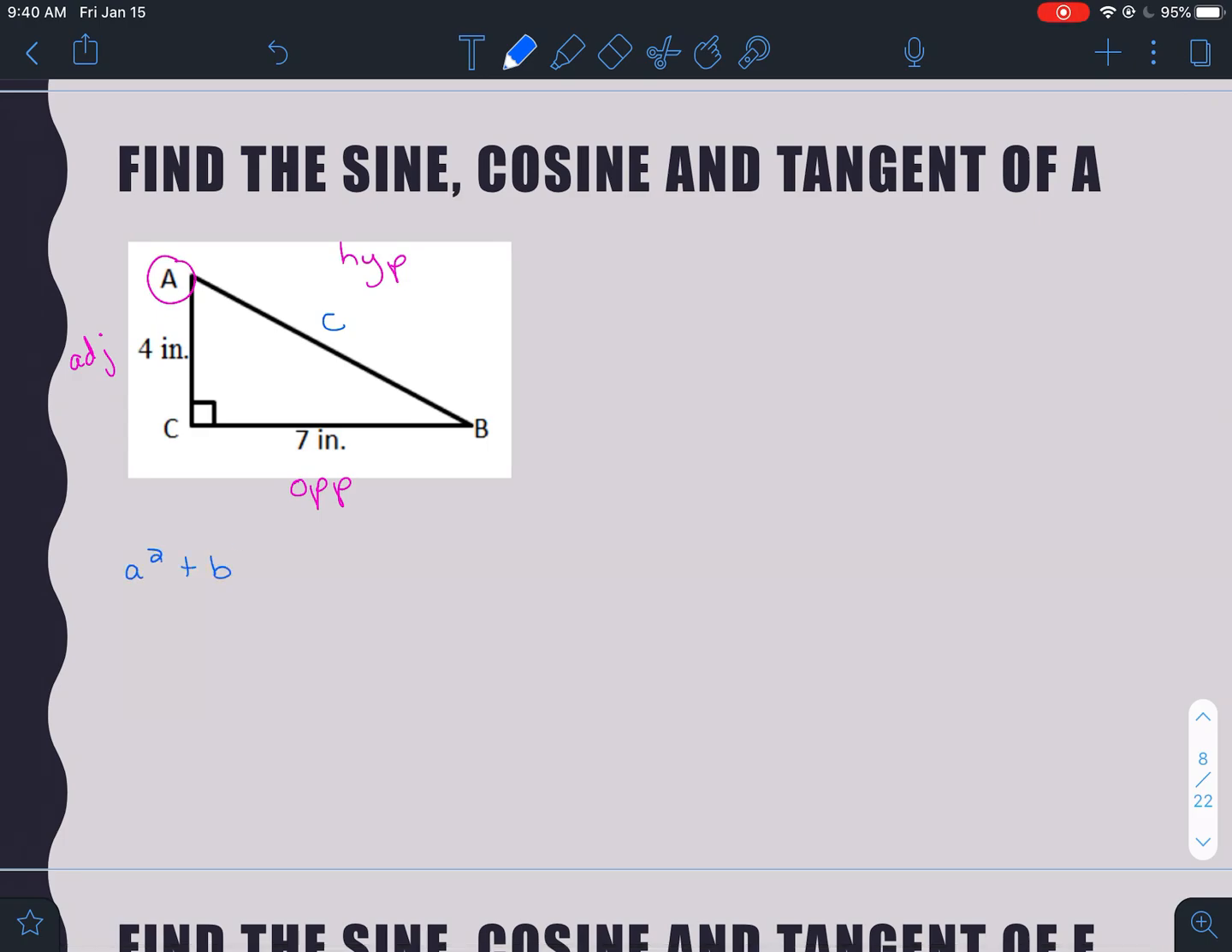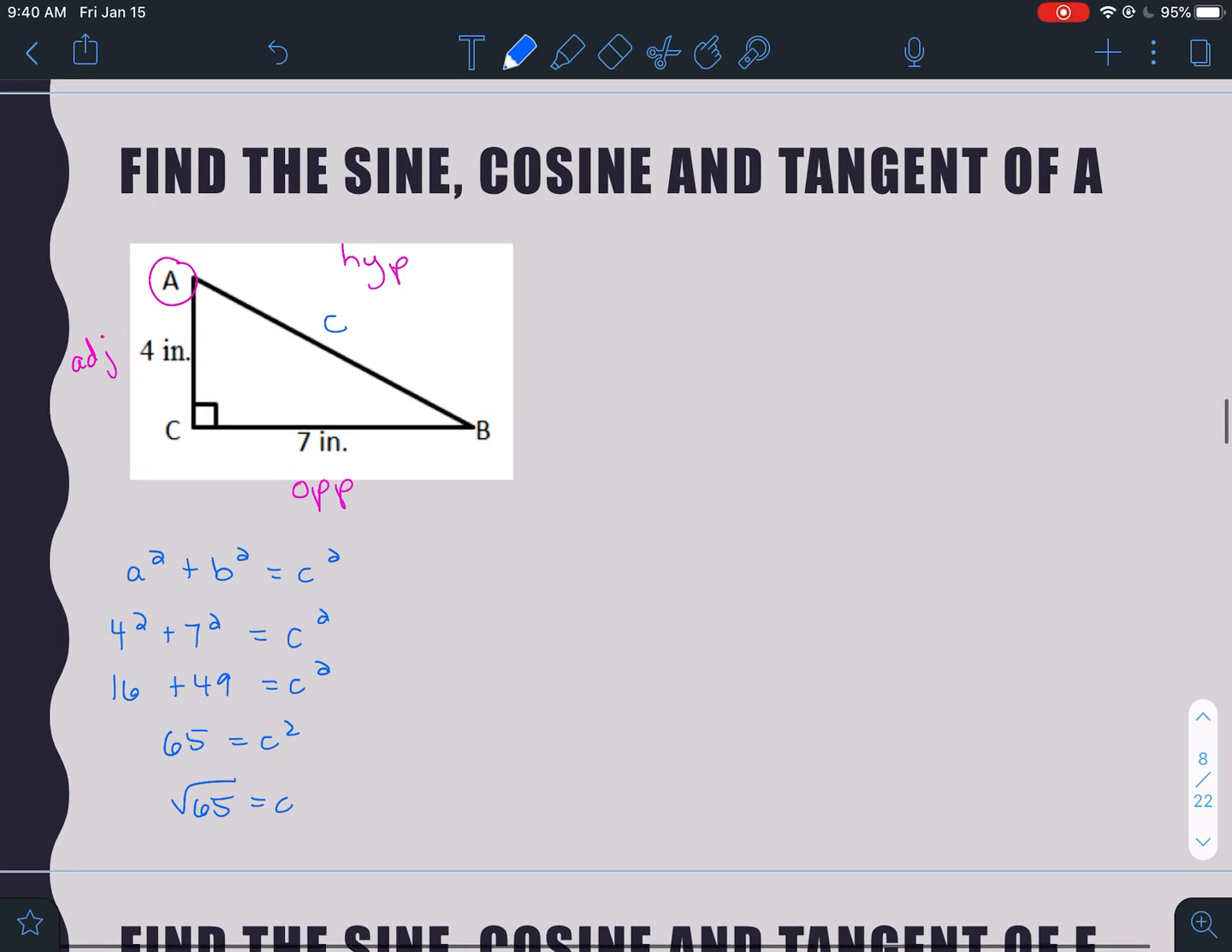So A squared plus B squared equals C squared. So 4 squared plus 7 squared equals C squared. So 16 plus 49 equals C squared. So 65 equals C squared. So the square root of 65 is going to be the hypotenuse.